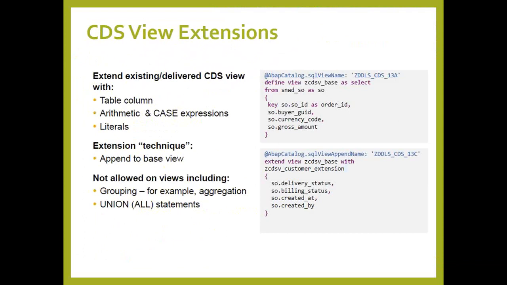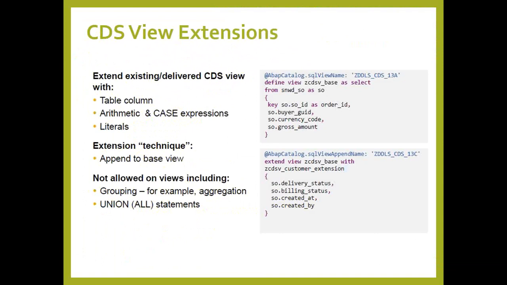Suppose the VBAK table is there. In the VBAK table, if you want to add any field, there is a concept called append structure and include structure. You can make some changes, and if you add some fields, they are automatically reflected in the VBAK table. But with a CDS view, there is no provision to add any field in the data dictionary. If you want to add a field, you have to add it in the coding.